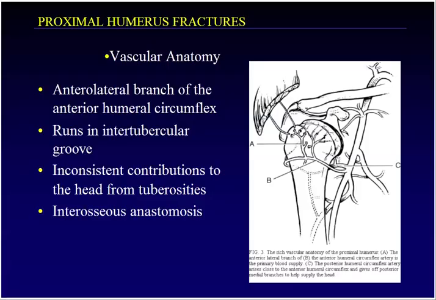Vascular anatomy of the proximal humerus is important to remember. The basic thing you need to remember here is that the primary blood supply to the proximal humerus comes from the anterolateral branch of the anterior humeral circumflex artery, and that runs in the tubercular groove of the proximal humerus. There are also inconsistent contributions to the head from the tuberosities, and that becomes important in a significant four-part proximal humerus fracture, and there is some interosseous anastomosis as well. But the anterolateral branch of the anterior humeral circumflex is the dominant player.